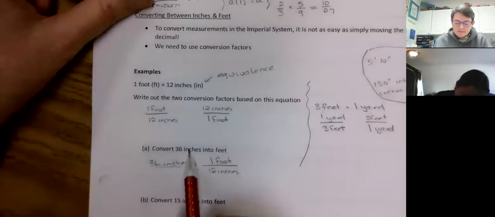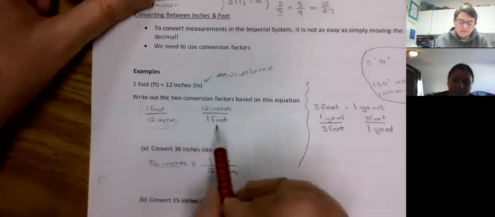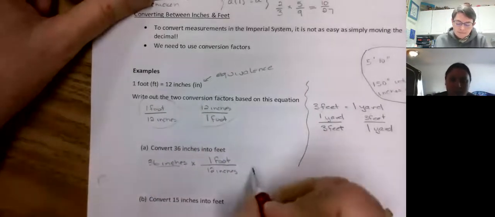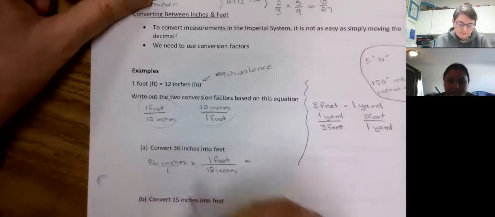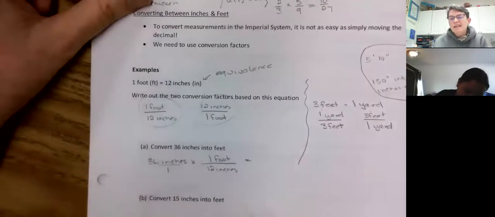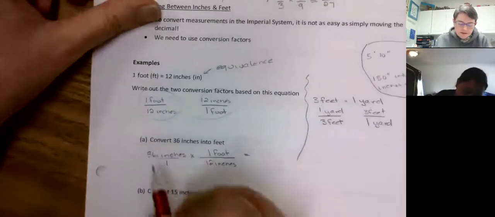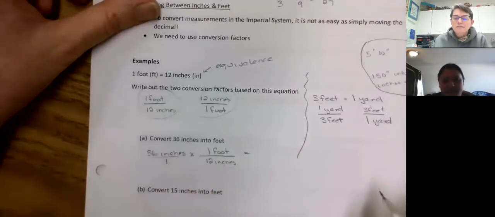Okay, so you got where this came from, yes? Then I want to get rid of the inches, so I want inches on the bottom. It's either this one or this one. And now I'm going to multiply. I'll do it completely right, and then I'll show you what we normally do. So 36 times 1 is how much? 36. Yes.